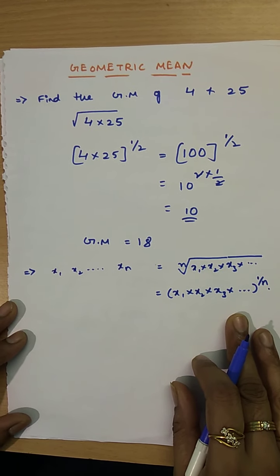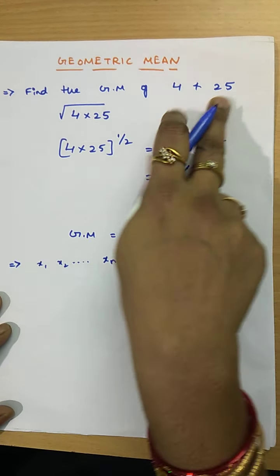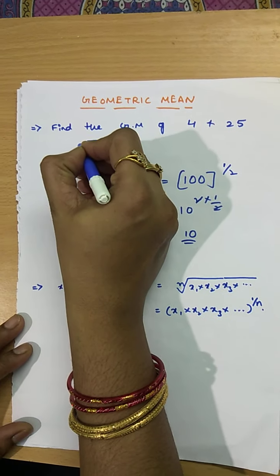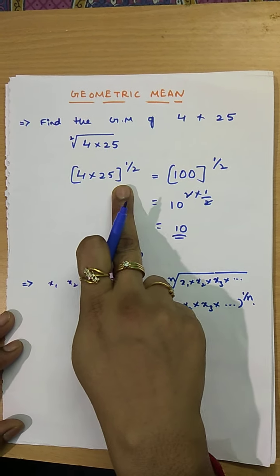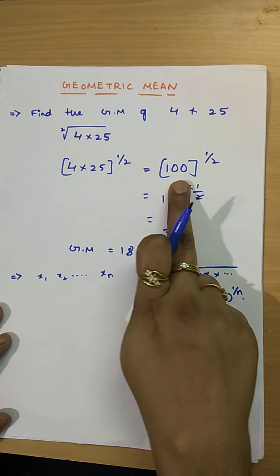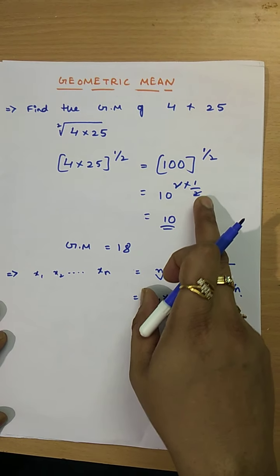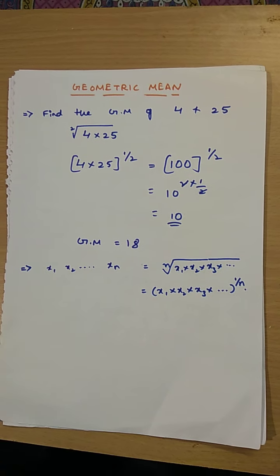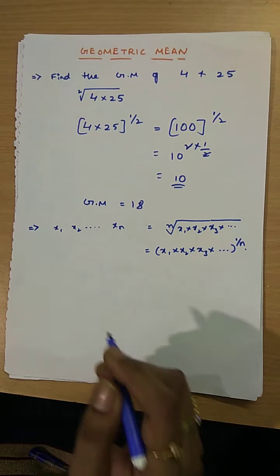I am giving one example here. Find the geometric mean of 4 and 25. Here I have taken two observations. So the 2nd root of 4 into 25, which is (4 into 25) whole power 1 by 2. 4 into 25 is 100, so 100 whole power 1 by 2, which is 10 square into 1 by 2. The 2s get cancelled, and the answer is 10. By using this formula we can find the geometric mean.